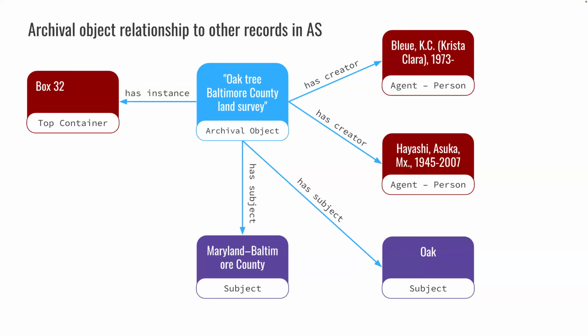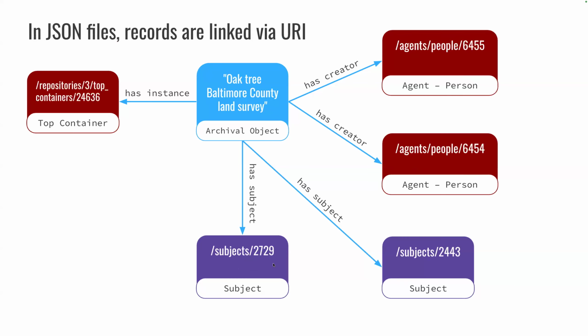And to show what that looks like, I made a little chart. This metadata is made up. After the project was done, I did create some example metadata, and this is from that. It's ridiculous, but in this fake land survey that's an archival object, it can have two subjects or more or none. It could have creators and it can have an instance of a top container. It could also have a digital object. This made up one doesn't, but it could. And these are all their own records.